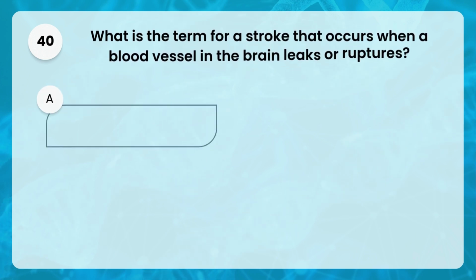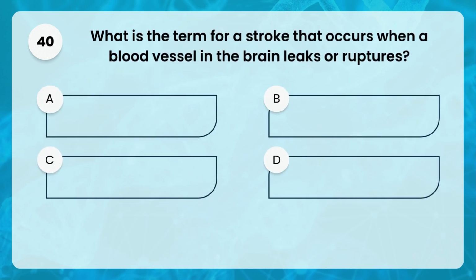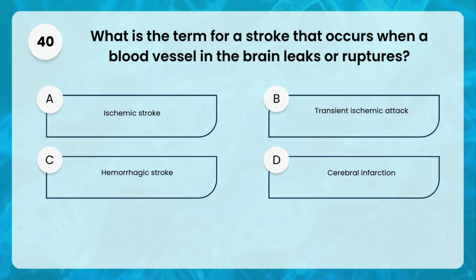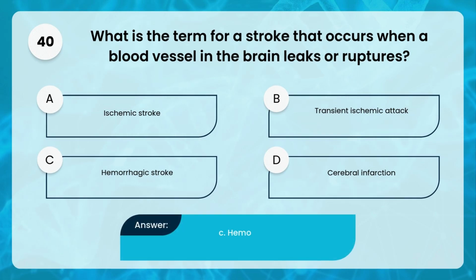Number 40. What is the term for a stroke that occurs when a blood vessel in the brain leaks or ruptures? A. Ischemic stroke. B. Transient ischemic attack. C. Hemorrhagic stroke. Or D. Cerebral infarction. The answer is C.